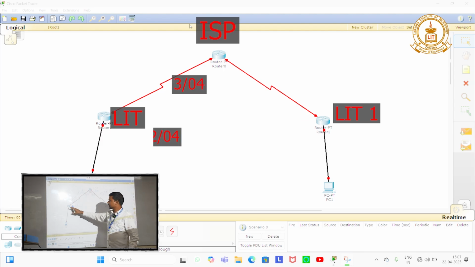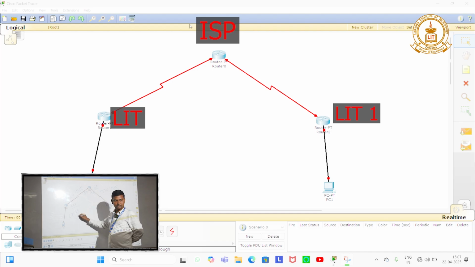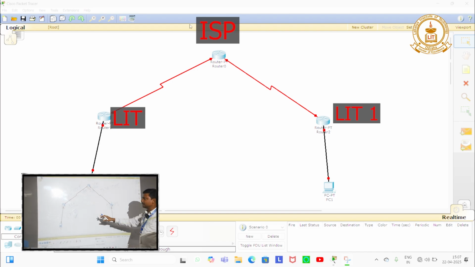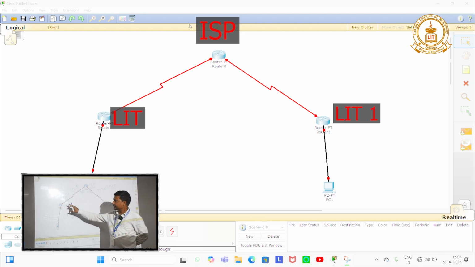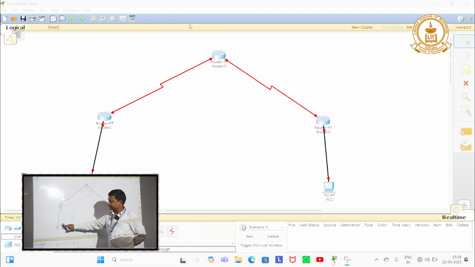And this cable, router to PC0, using which cable? Router is a layer 3 device, PC is also a layer 3 device. So layer 3 to layer 3 we are using cross cable. Cross cable is used for similar devices. Straight cable is used for dissimilar devices. If you are connecting router to switch, then switch to computer, then we are using straight cable. But the router is directly connected to PC, so this is your cross cable.